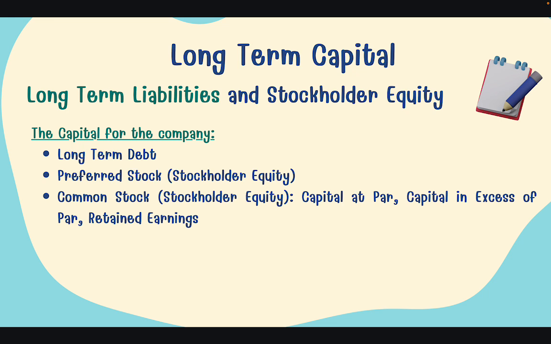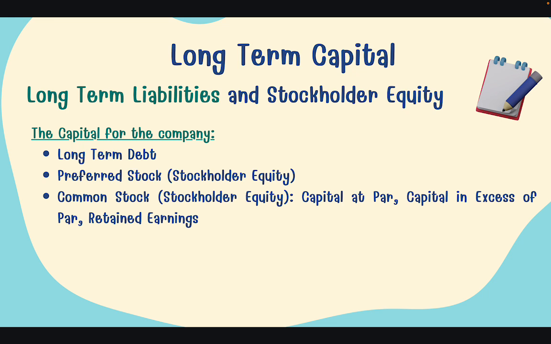Long-term capital is what money do we have coming in over the long term? What can we depend on coming in? Well, we have our long-term liabilities and we have our stockholder equity. And I divided those up for you so we can understand what stockholder equity is actually comprised of. So our long-term liabilities is also known as our long-term debt. And then we have our preferred stock, which is one of our types of stockholder equity. We have our common stock, which is another stockholder equity. And that can be broken down into capital at par, capital in excess of par, and retained earnings.